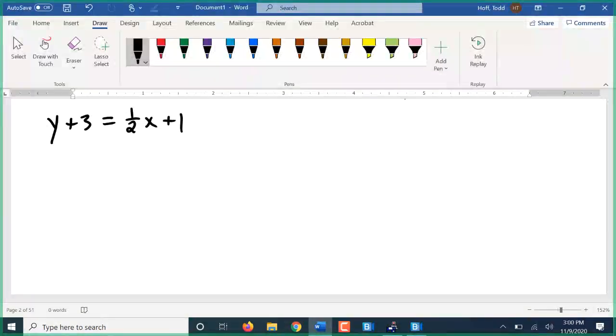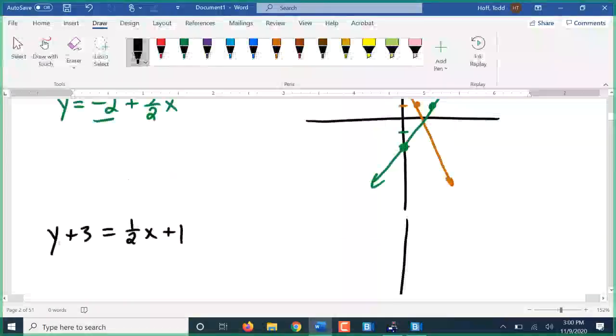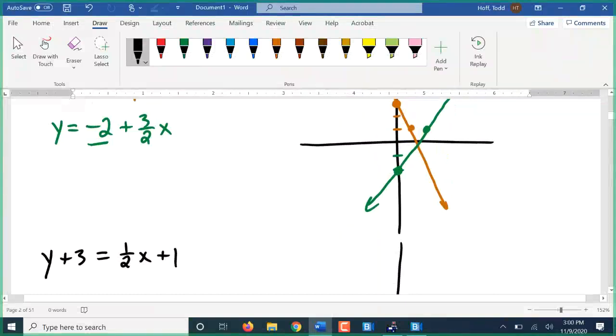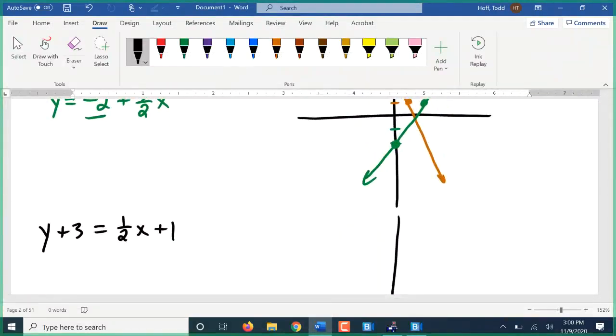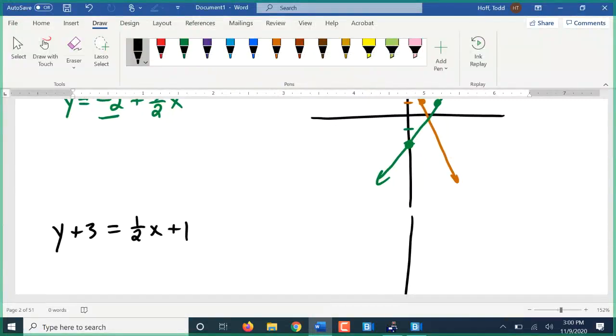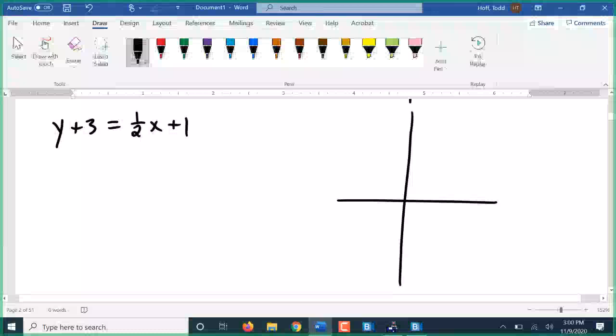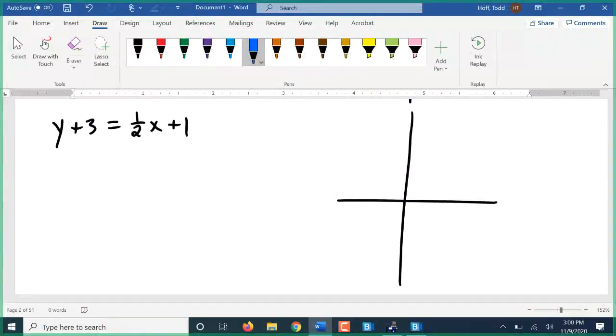We may have something like this. y plus 3 equals 1/2 x plus 1. Well, everything we've looked at so far is of the form y equals. That's the form it has to be in for graphing. It's called graphing form, or y-intercept, slope-intercept form. Well, to get this into that form, I have to get y by itself. Right now I have that plus 3 there. So I'm going to get rid of it by subtracting 3.